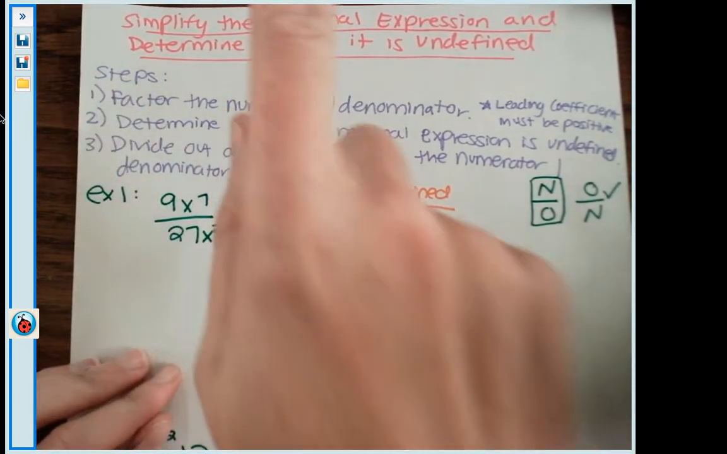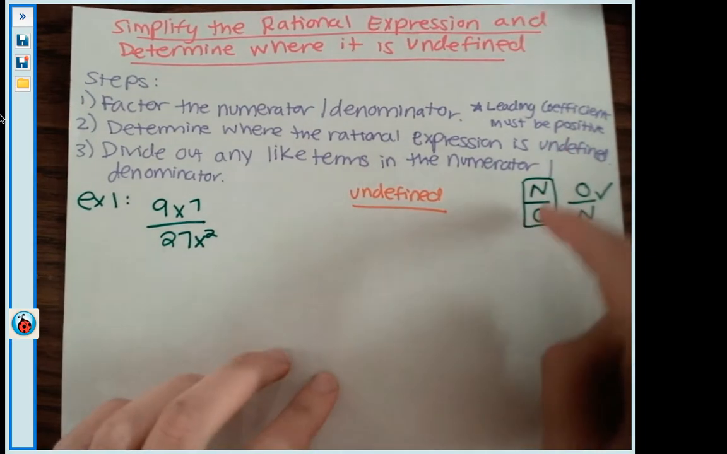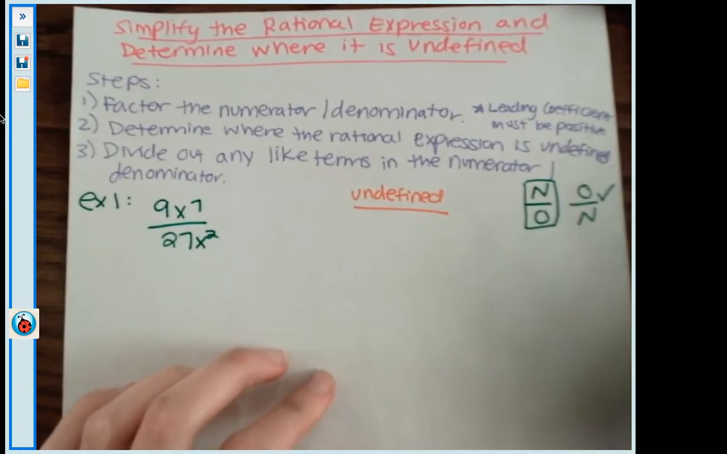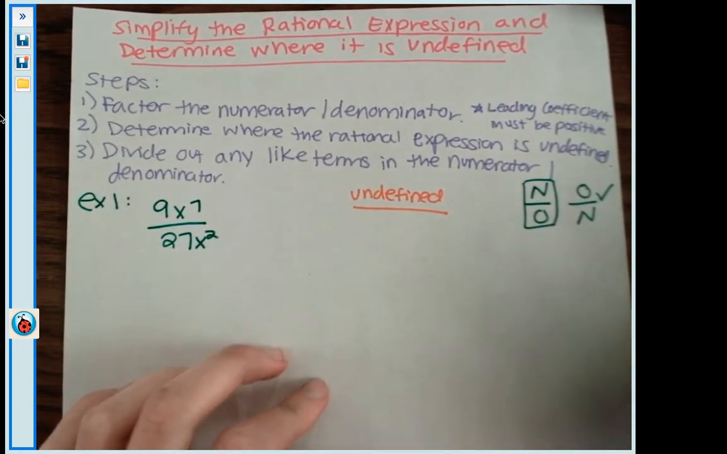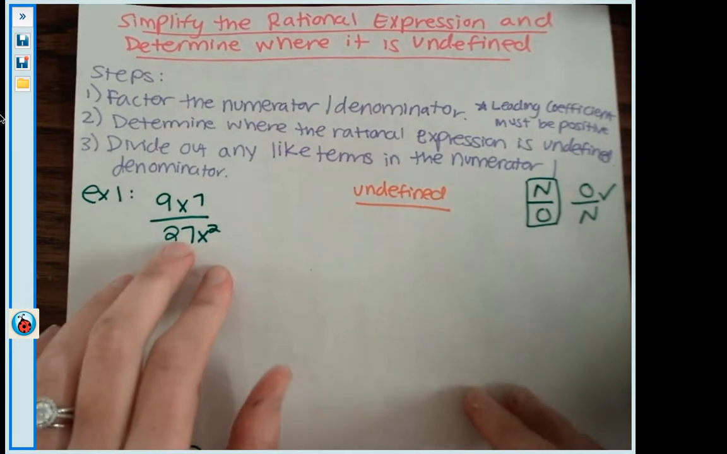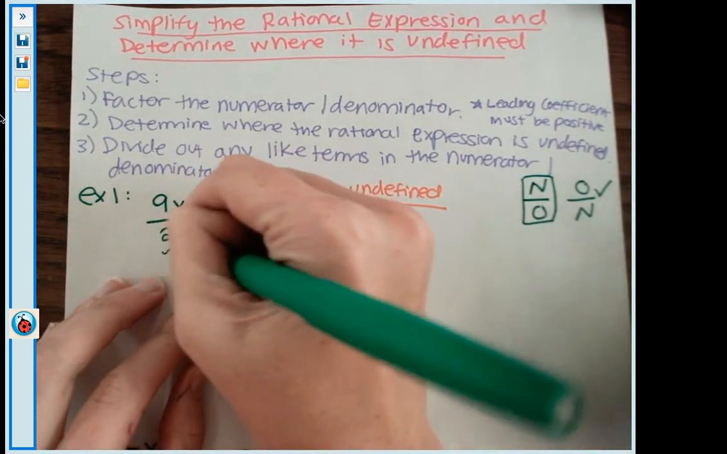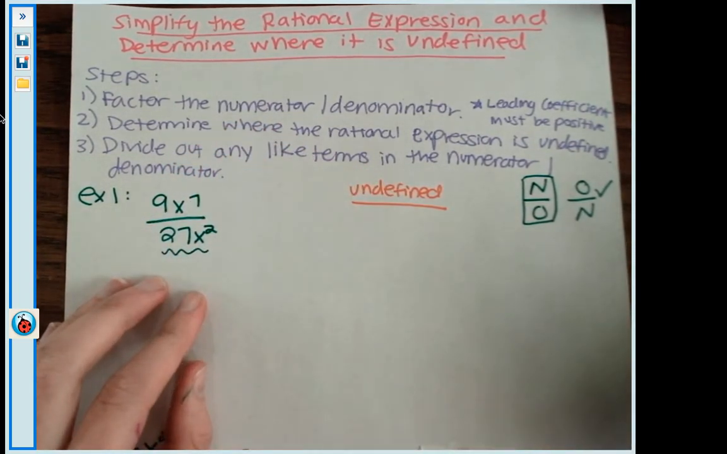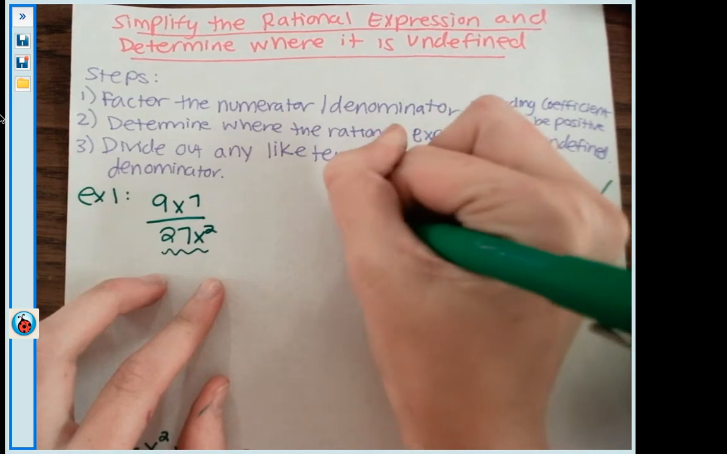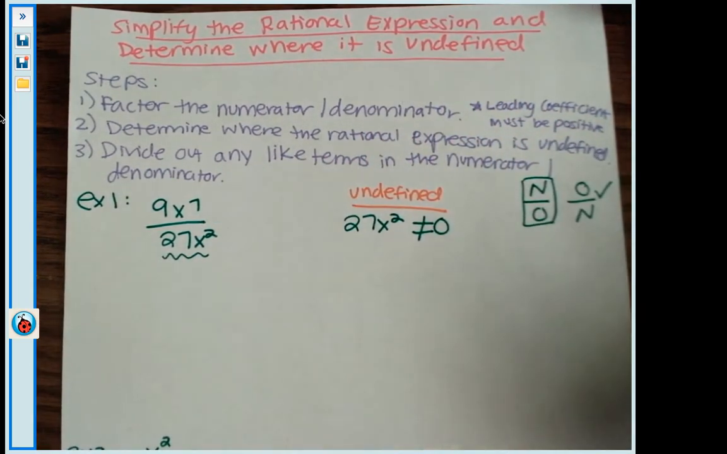So 1, check. Alright, number 2. Okay, we have to determine where the rational expression is undefined. So remember, our denominator can never equal 0. So we have to prevent it from ever going to 0. So all the factors in the denominator, we're going to set not equal to 0, which I only have one factor in the denominator, this 27x squared. Okay, so we're going to say 27x squared cannot equal 0. And we're going to solve this for x.